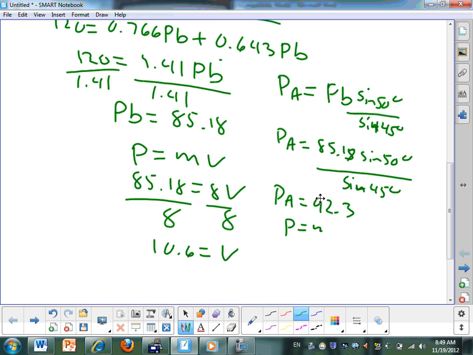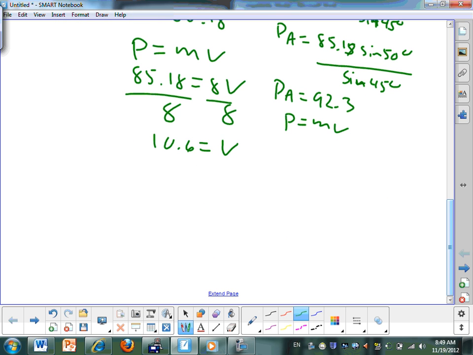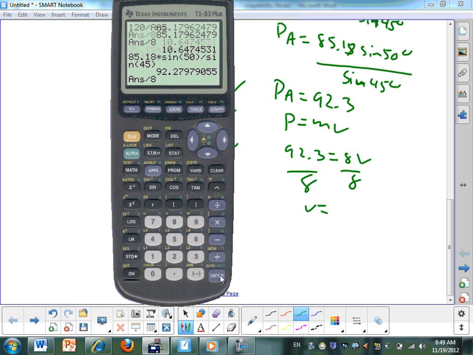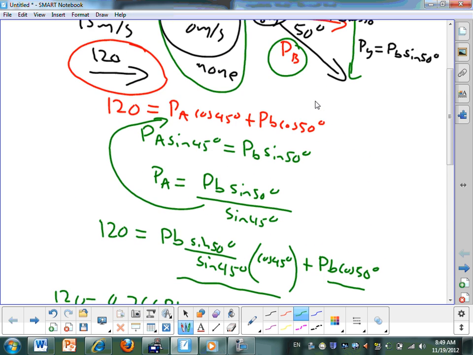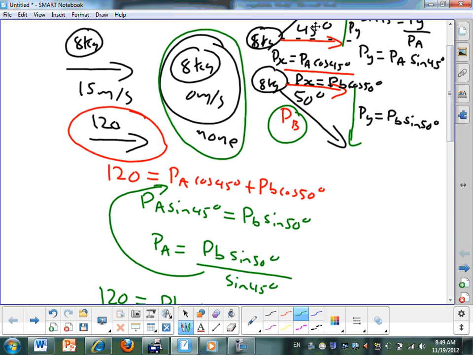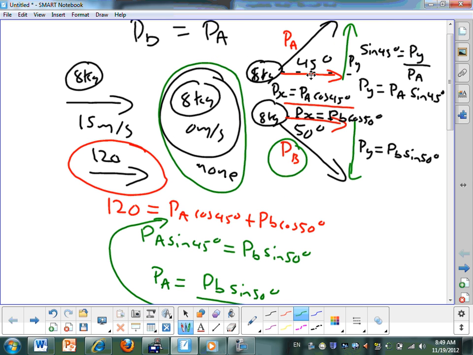And if P equals MV, 92.3 equals 8V. Divide both sides by 8, and I'll have the velocity of my other piece. Now, velocities need a direction. Cool part is, we already know the directions. They were given to us in the question. Yep, 50 degrees south of east. The other one, perfect.